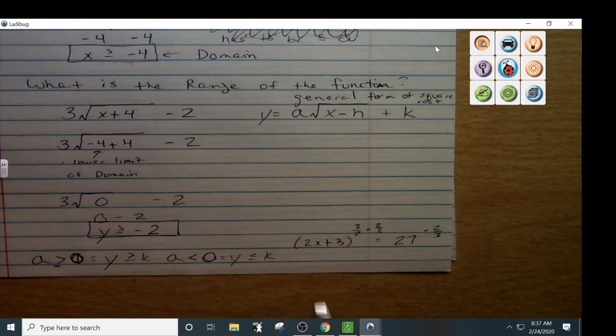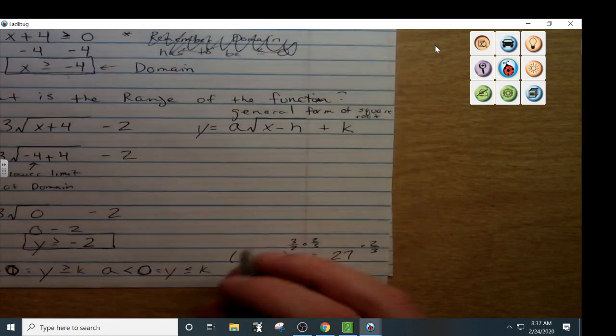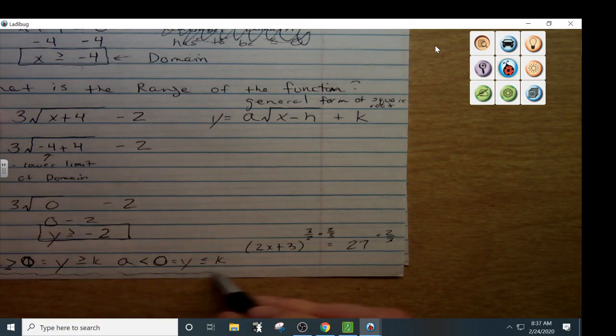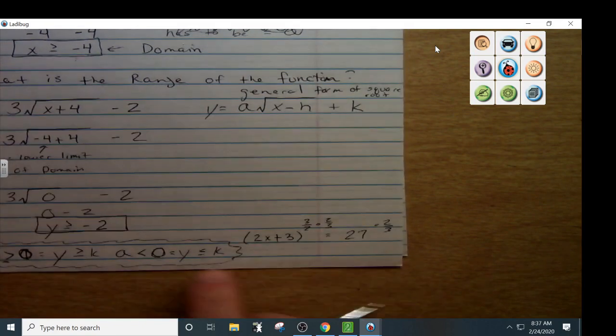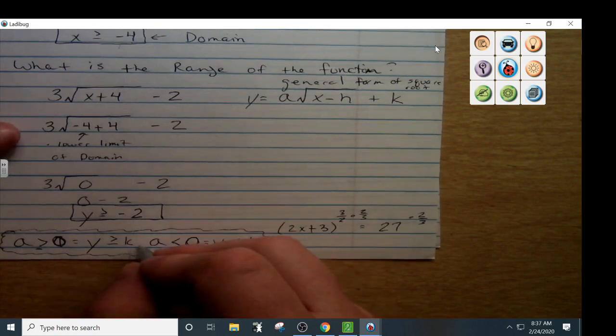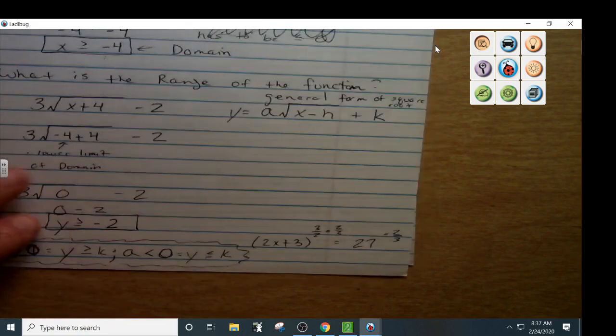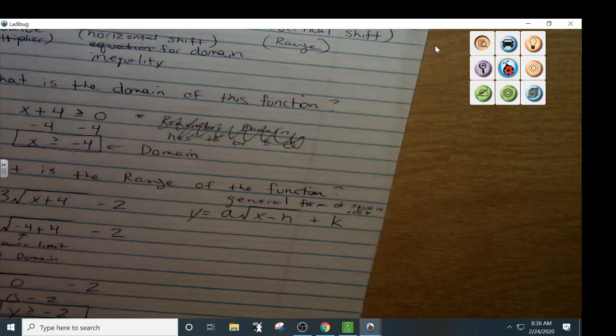Okay. So guys, knowing this right here, okay. All right. So if A value is greater than 0, it's y values greater than your K value, which is this number right here. Okay. If your A value is less than 0, it's y values less than the K value. Okay. So now let's go ahead and graph this, and then we'll get our transformations and stuff like that. All right.